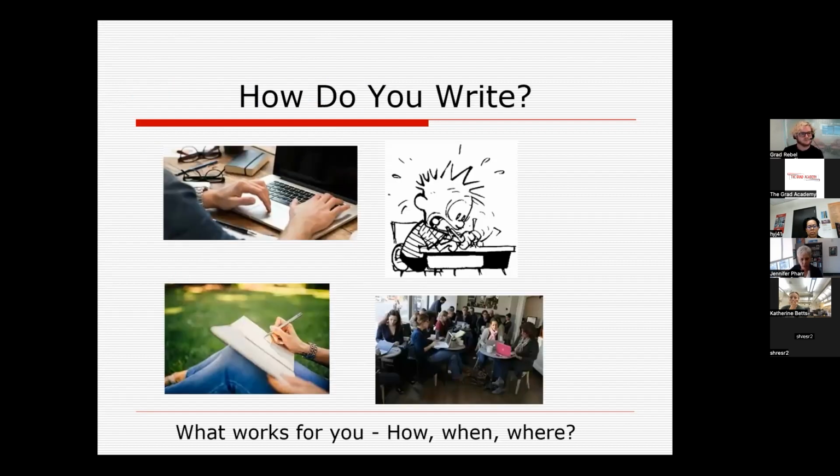We also need to be really aware of ourselves and our writing process. So how do you write? What works best for you? What works best in terms of how, when, and where? You can see these different images. Some people work best sitting at a desk with all distractions turned off. Some people work best by writing things out.